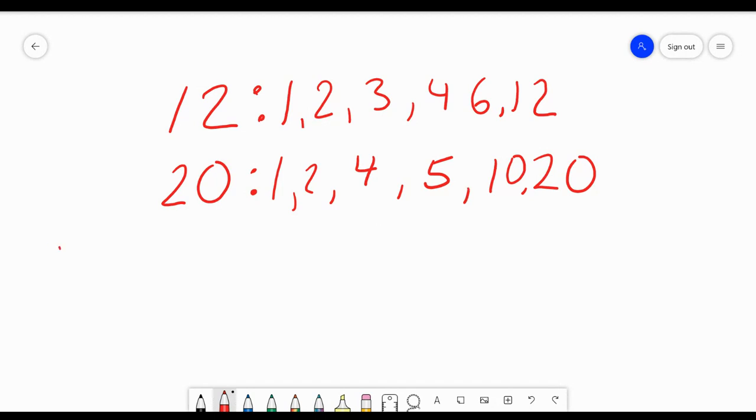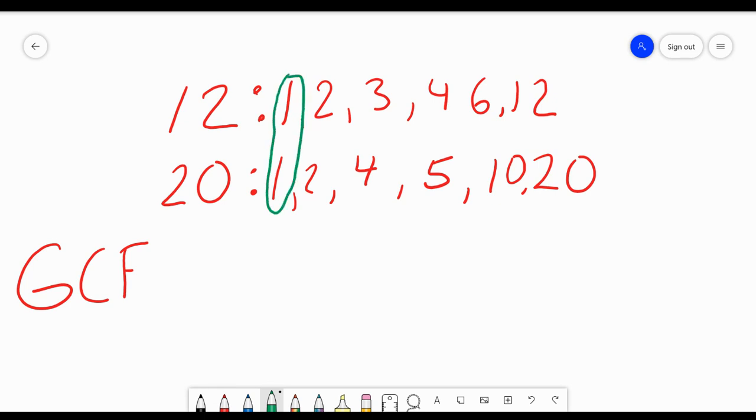So remember, we're looking for the greatest common factor. So common meaning which numbers do they share? So for this example, I'm going to circle in green all the numbers that they share. So it looks like they share 1. Oh, they both have a 2. And they both have a 4.